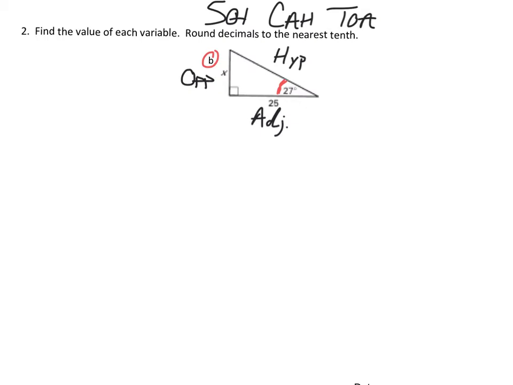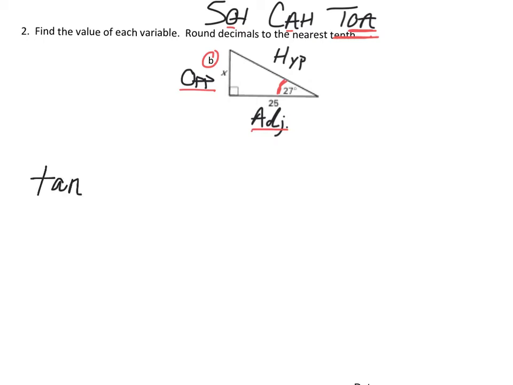Now it's my job to determine what function I should use. So the two sides I'm focused on are obviously the opposite and the adjacent. Well, sine uses opposite, but it doesn't use adjacent. Cosine uses adjacent, but it doesn't use opposite. And tangent uses both of them. Okay, so now I know what function I'm going to use. So let's jot that down first.